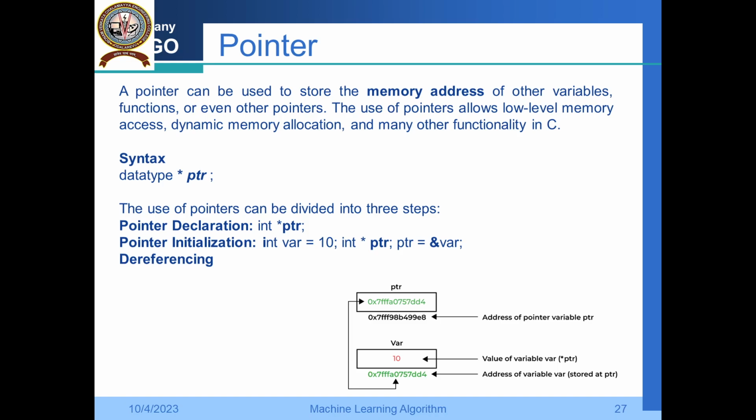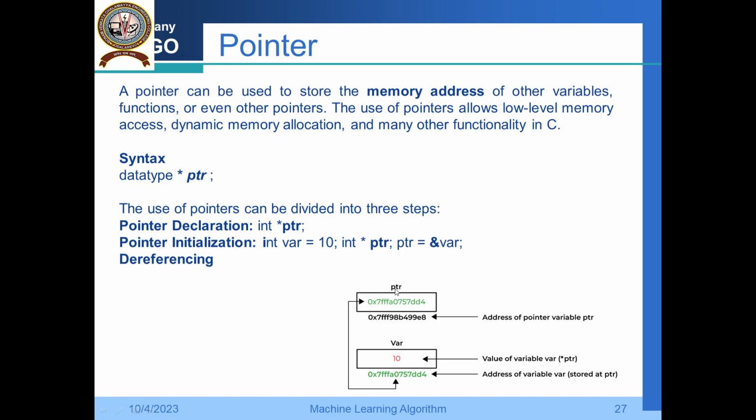The syntax for declaring a pointer is some data type, then a star sign, and then the pointer name ptr. Using pointers can be divided into three steps. One is the pointer declaration, for example, int *pointer. So this is the declaration. Then initialization: int var = 10 and int *pointer; pointer = &var. You can also do it directly, that is also possible. Then dereferencing, how you do all these things, you see.